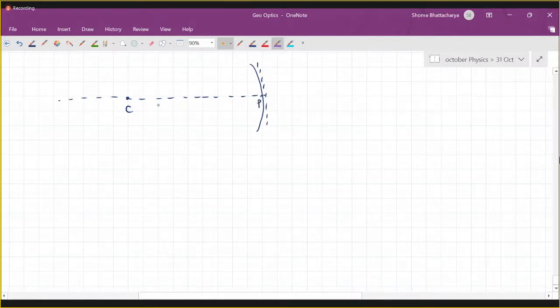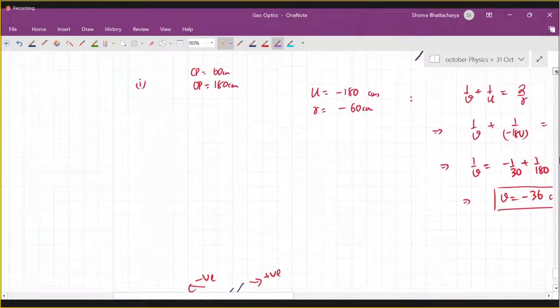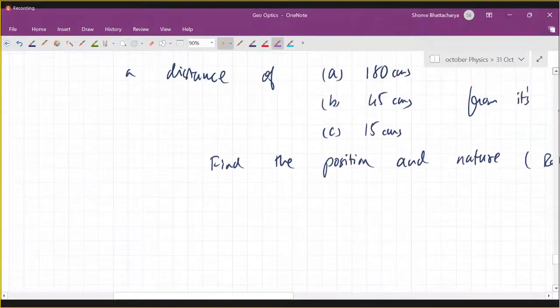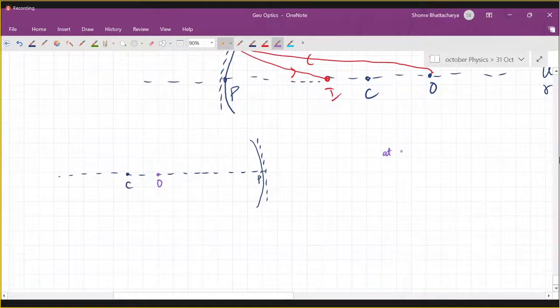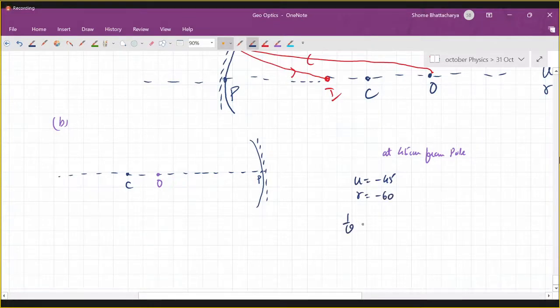So we had taken the object in the next case somewhere here, because we had taken the object at, what was it, 90 centimeters, right? 45 centimeters, sorry. 45 and 15. So second part. Okay. So here we'll take U as minus 45, R as minus 60. So 1 by V plus 1 by U is equal to 2 by R.